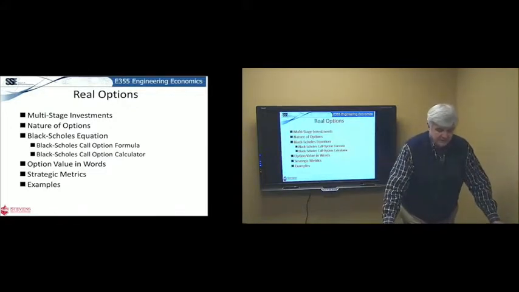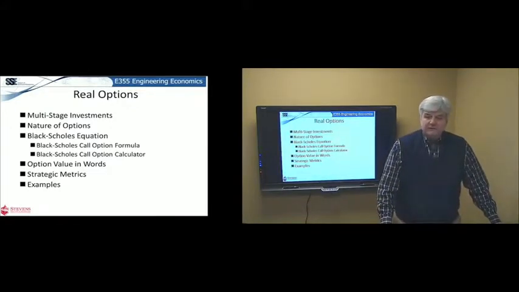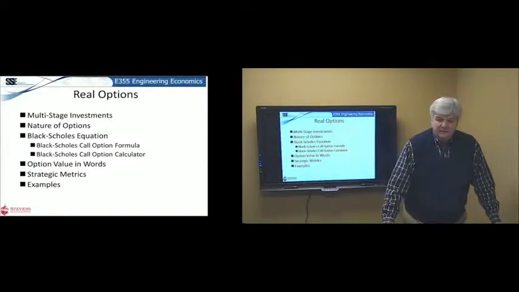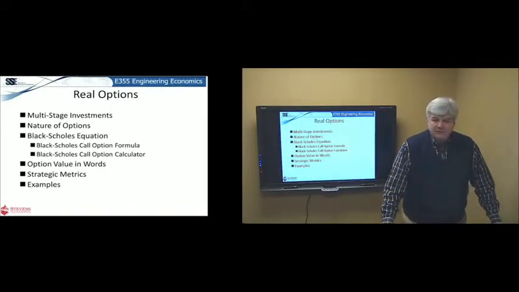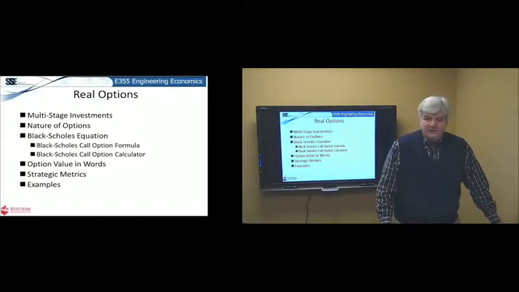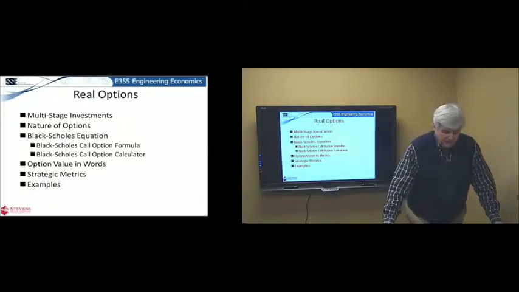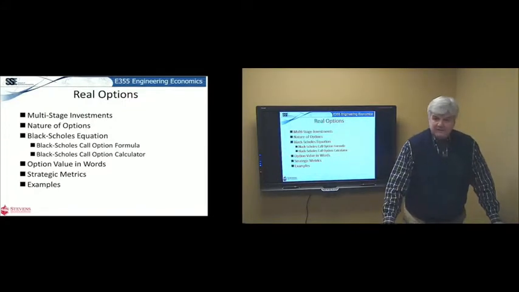We're going to talk about the nature of this and then the famous Black-Scholes equations. Myron Scholes and Robert Merton received the Nobel Prize in Economics in 1997 for this work. Fisher Black did not. He died earlier, and they do not give the Nobel Prize posthumously. But we'll show you what earned them the Nobel Prize, and then we're going to talk about how this can be applied to different examples.